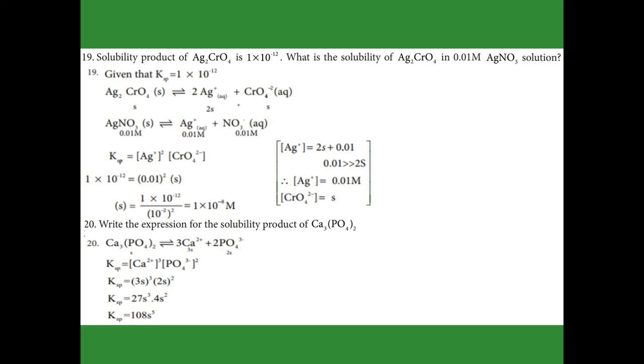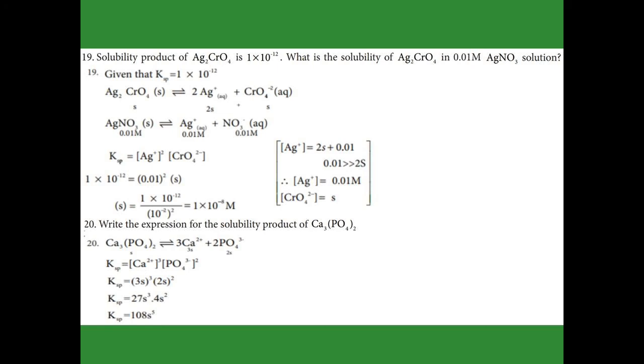Then the 20th question: calcium phosphate, formula Ca3(PO4)2. We have to find the solubility product. The calcium phosphate splits as calcium 2 plus, the valency of calcium is 2 plus, and phosphate valency is 3 minus. On the reactant side there are 3 calciums, so you have to put 3 in front of the calcium 2 plus, and there are 2 phosphates, so in front of the PO4 3 minus you have to put the number 2.